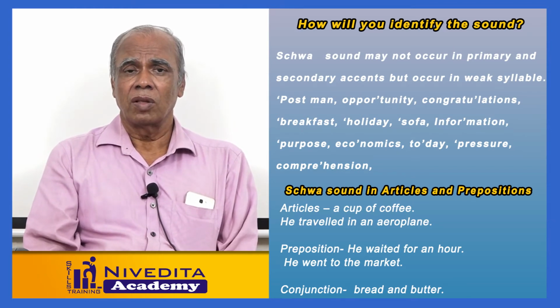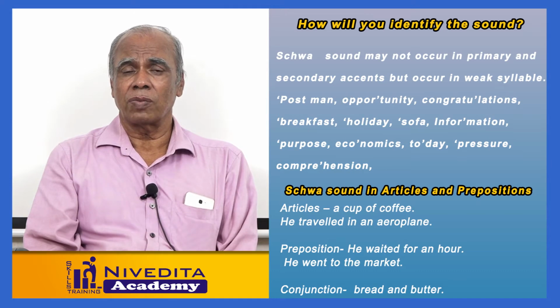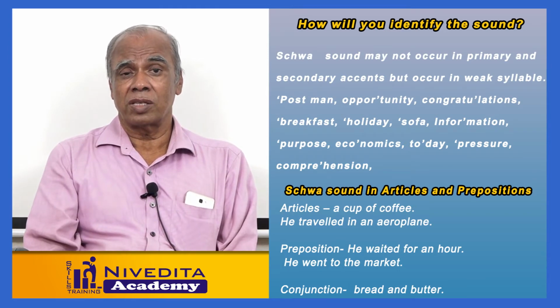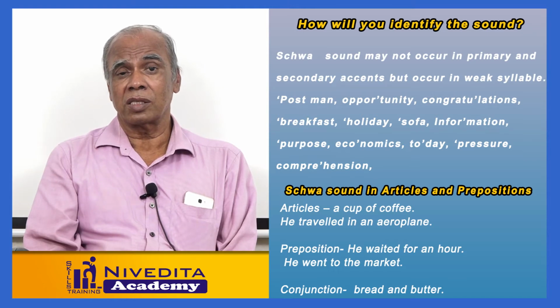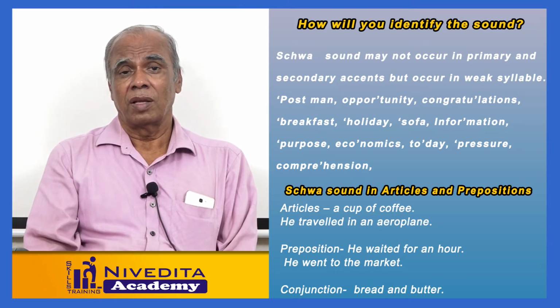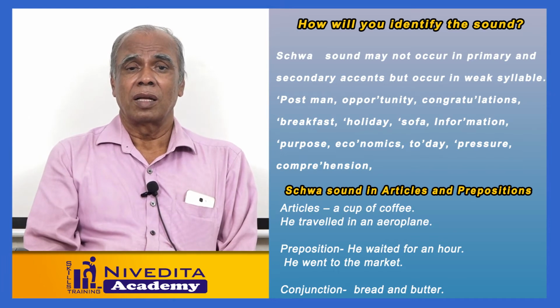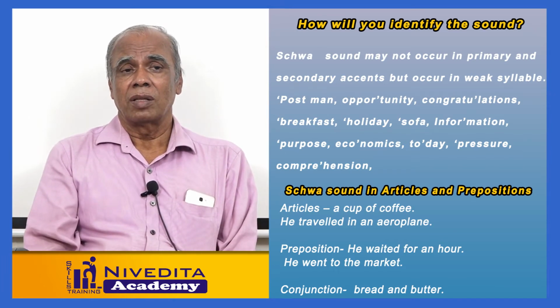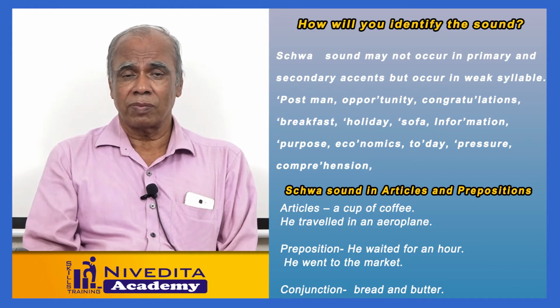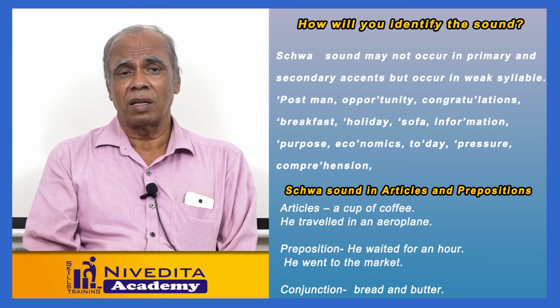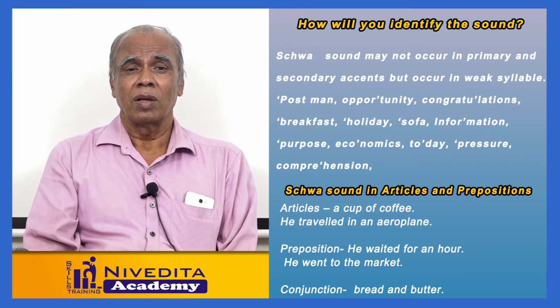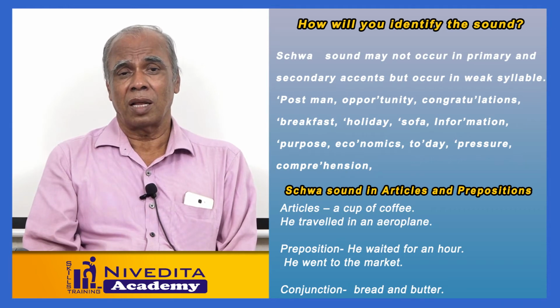Congratulations. Here you have lay, and there only you have the primary stress. Con also has a secondary stress. All the remaining syllables have weak vowels. So you can say that all the vowels are weak vowels. In that way only you have to pronounce a word. Congratulations. Gra is a very weak vowel.